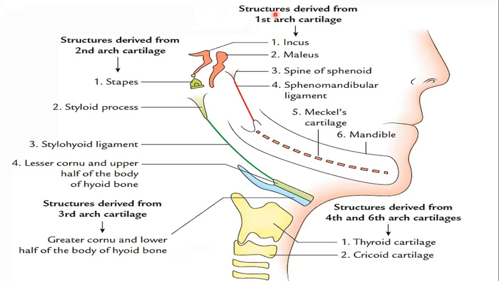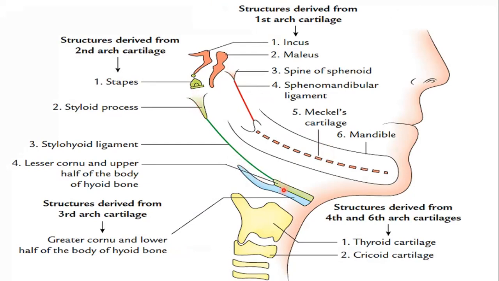Then here we are. Now structures derived from the first arch, from the dorsal part of Meckel's cartilage: your incus, malleus, spine of sphenoid. Then perichondrium, sphenomandibular ligament, also the anterior ligament of malleus. Then you can see the mesenchyme that was around the Meckel's cartilage is the one which will undergo intramembranous ossification to form your mandible.